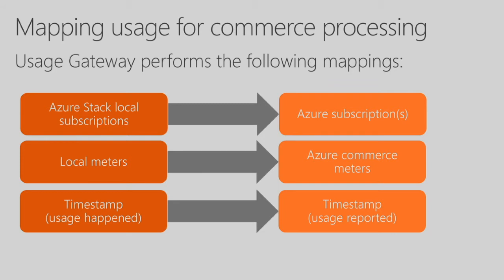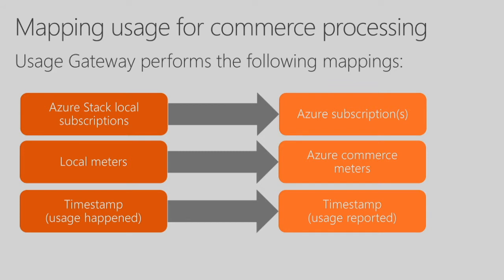The meter IDs are different in Azure Stack and in Commerce. And in fact, not all meters that are produced in Azure Stack are billed for. We'll come back to this in a minute with details. But there is some processing of the meters themselves. And there may be a need to adjust the timestamp that is associated with the usage. What does this mean? Well, there could have been a delay in the transmission. Think, for example, about the case of a network outage.